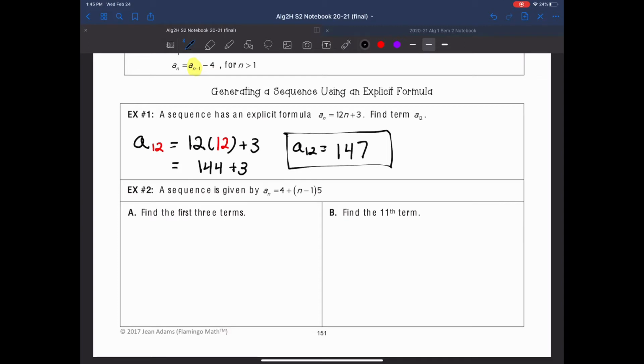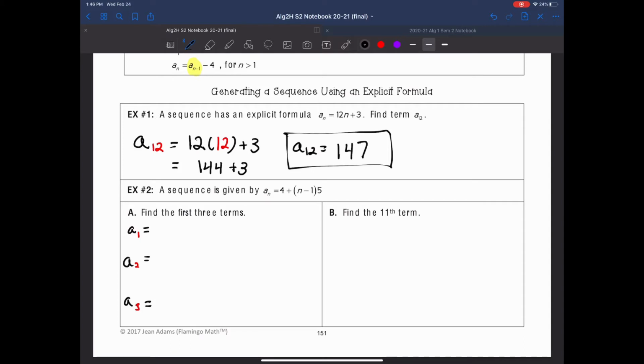First, we need to find the first 3 terms, then we need to find the 11th term. Well, if I'm finding the first 3 terms, a sub 1 is going to represent my first term, a sub 2 is going to represent my second term, and a sub 3 represents my third term. So literally, I'm just going to plug 1, 2, and 3 into that formula.